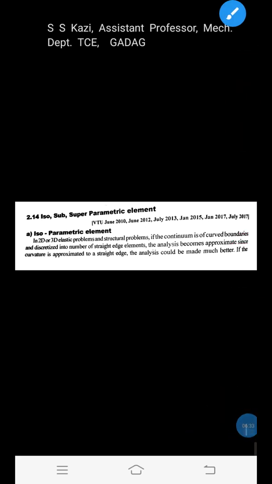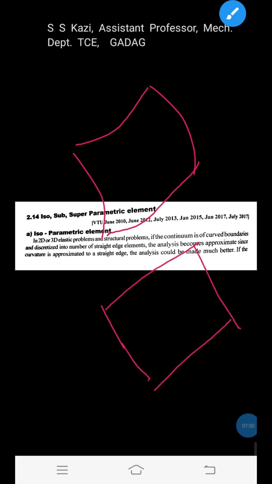Okay, isoparametric element. We will discuss now what is an isoparametric element. We know that in 2-dimensional or 3-dimensional elastic problems or structural problems, if the continuum has curved boundaries, then that can be approximated by straight edge elements, by considering these 4 curved boundaries as 4 straight edge elements, which is a 4-noded quadrilateral element.